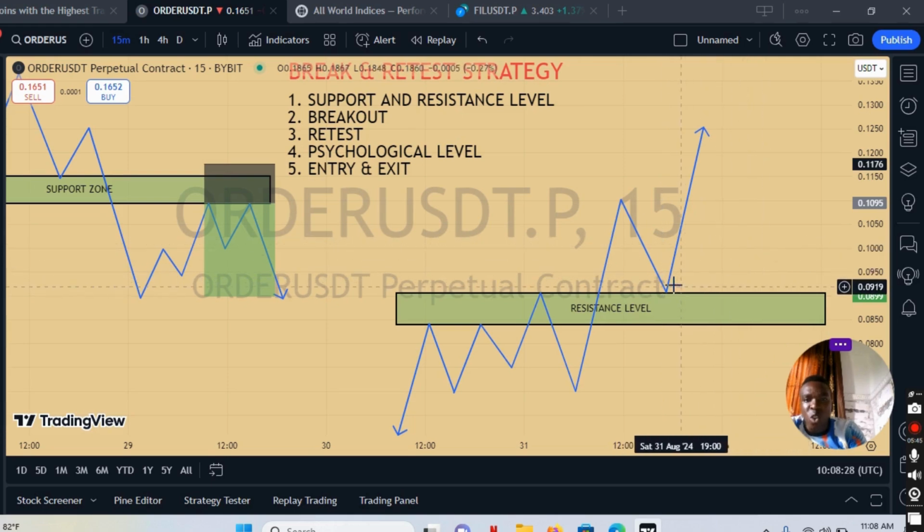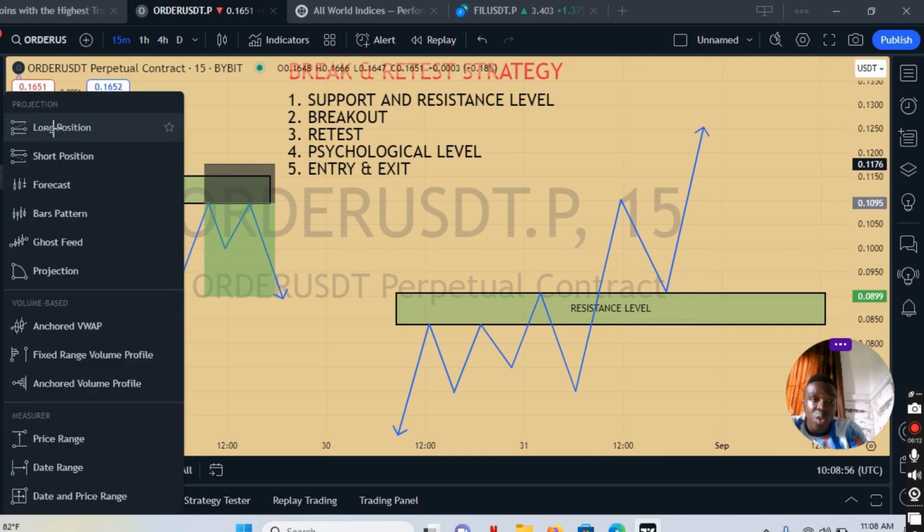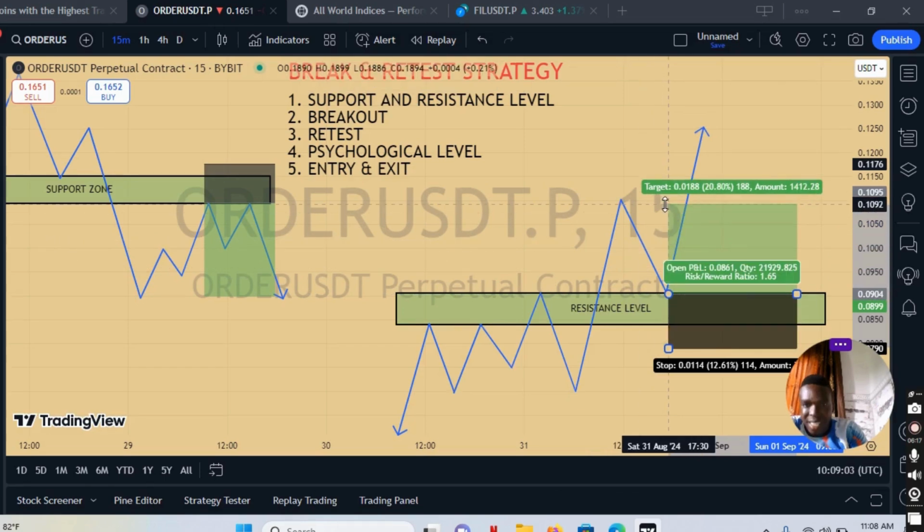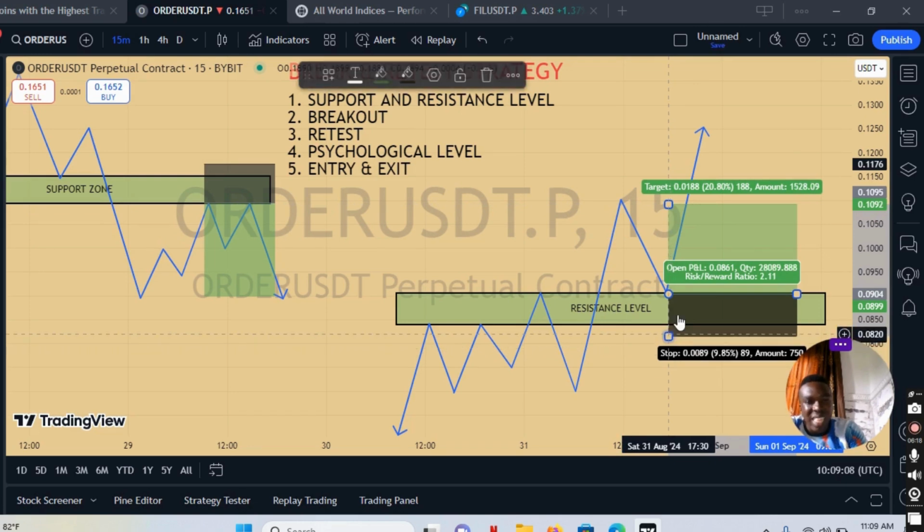What next we should look for is our psychological level, a random number that price must surely come to tap in order to continue pushing up. Remember, the psychological level must be on your zone, on your point of interest. Then your take profit must be on the high that price created before coming to retest your zone.